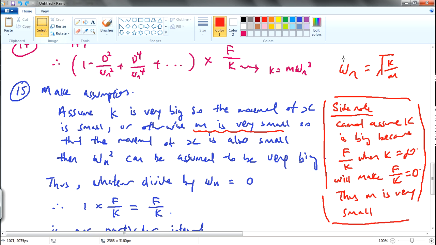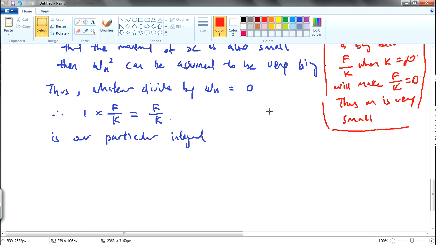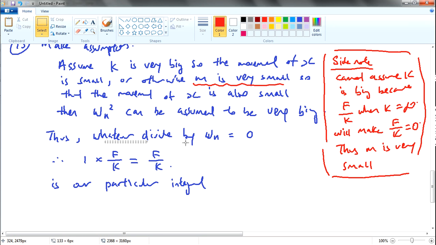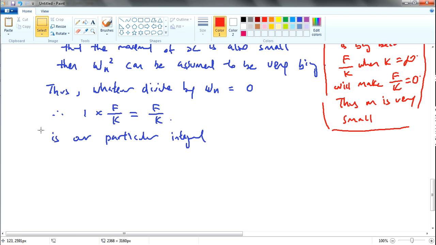So whatever is divided by m, 1 times f over k is equal to f over k, and we have our particular integral as this.